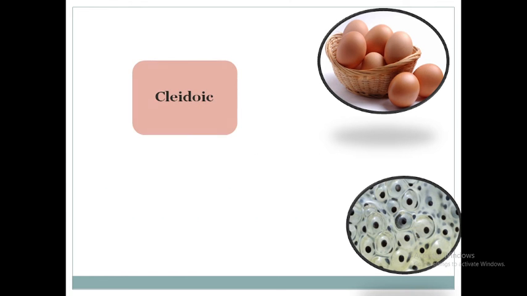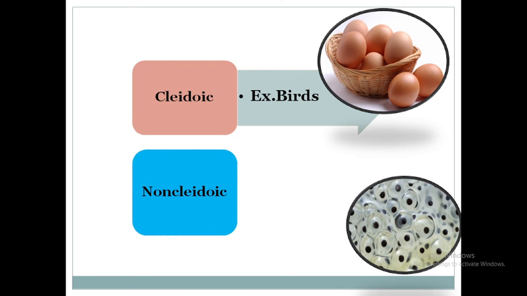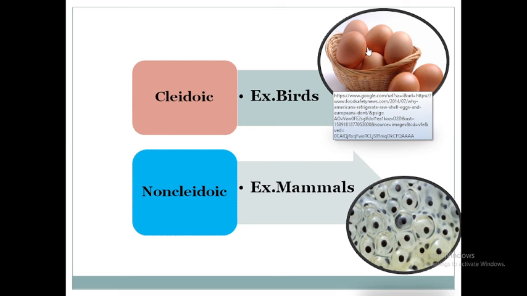Now, the third important type of egg depends upon whether that egg is surrounded by a calcium carbonate layer or not. Here we can remember C for calcium and C for cleidoic. If the egg has a calcium carbonate covering, that is called a cleidoic egg. The best examples are bird and reptilian eggs. And the second type is the non-cleidoic egg, the egg which is not surrounded by a calcium carbonate covering. The best examples are the amphibian egg and the mammalian egg, which are not surrounded by such a shell membrane.